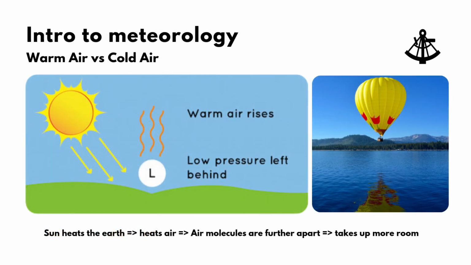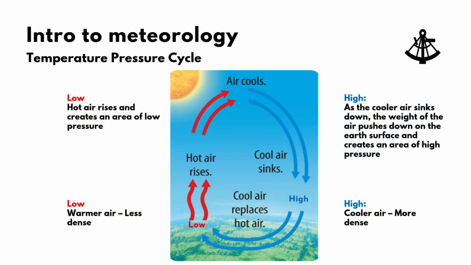Let's have a look at the mechanism that creates high and low pressures. The sun radiation heats the surface of the earth, and the warm earth heats the air above. Then the warm air rises as the air molecules get further apart, creating a low pressure below. That is the same principle we see in a hot air balloon. We heat the air inside the balloon, and the air molecules get further apart, taking up more space, and the balloon rises. This process gives us the temperature and pressure cycle.